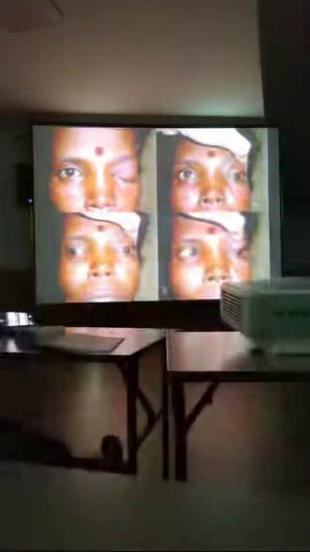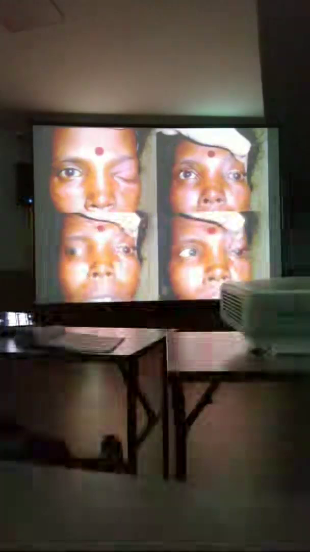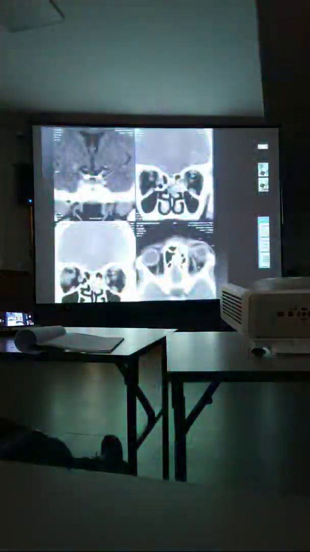A patient with high blood sugar presenting with a frozen globe on the left side, total ophthalmoplegia. You can see the right side, all extraocular muscles are absolutely normal. On the left side, you can see the cranial nerves 3, 4, 6 involved, frozen globe. That means you should think of mucormycosis.